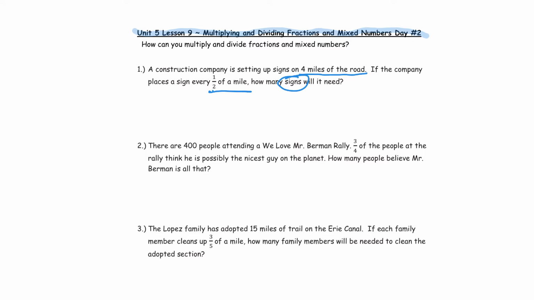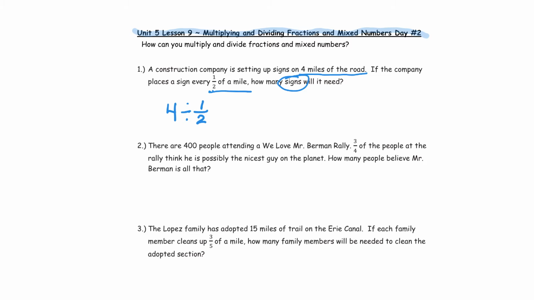So what's happening here? With the 4 miles, are we making the 4 miles bigger or are we breaking it down? Well, when you think about it, you should be thinking we are breaking it down, because there's 4 miles of the road, and every so often, every half of a mile, we're going to put a sign. So for that particular problem, you want to divide. So that would be 4 divided by 1/2.